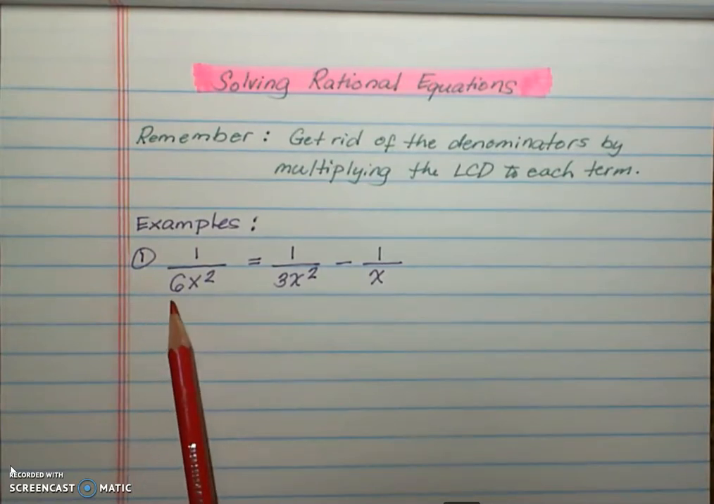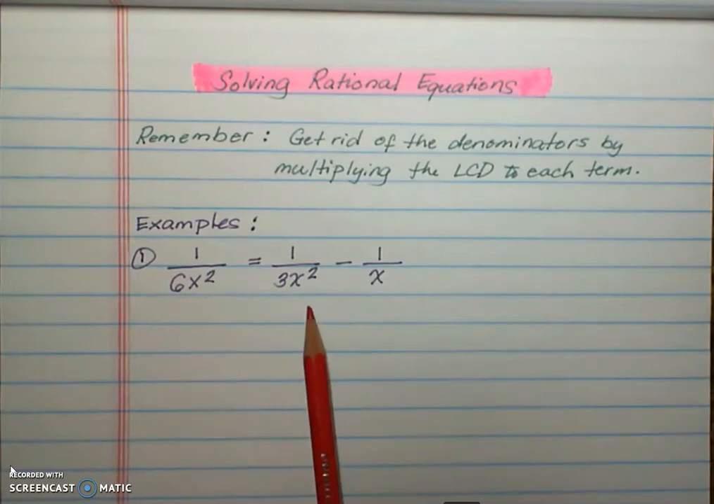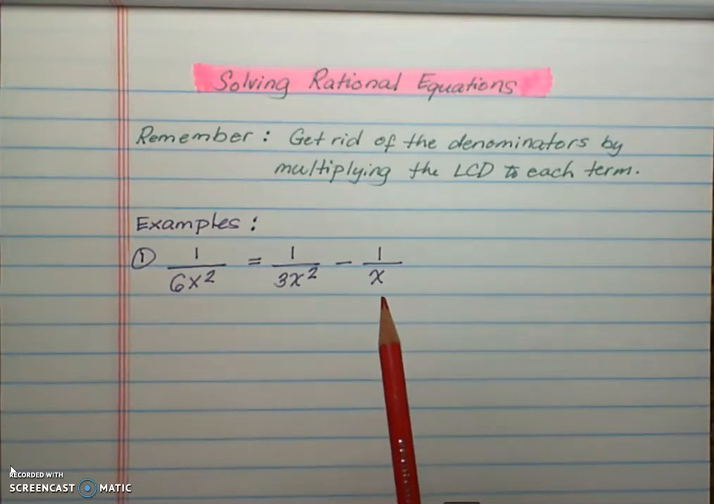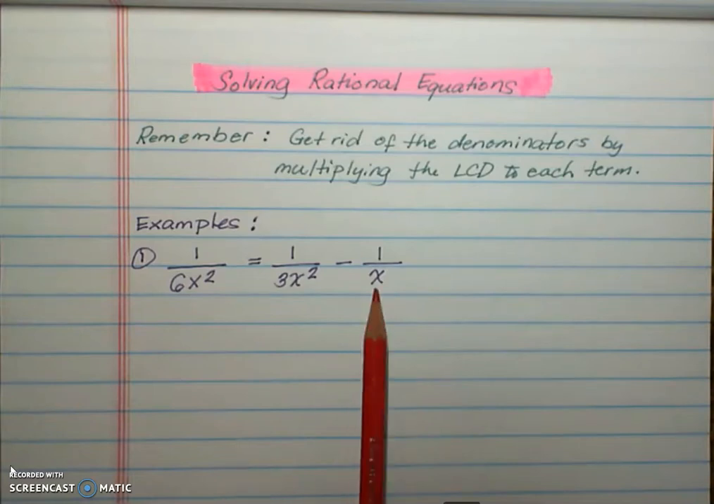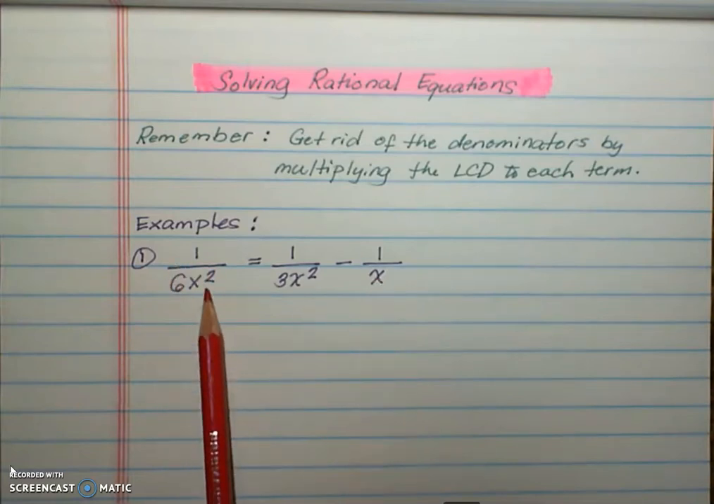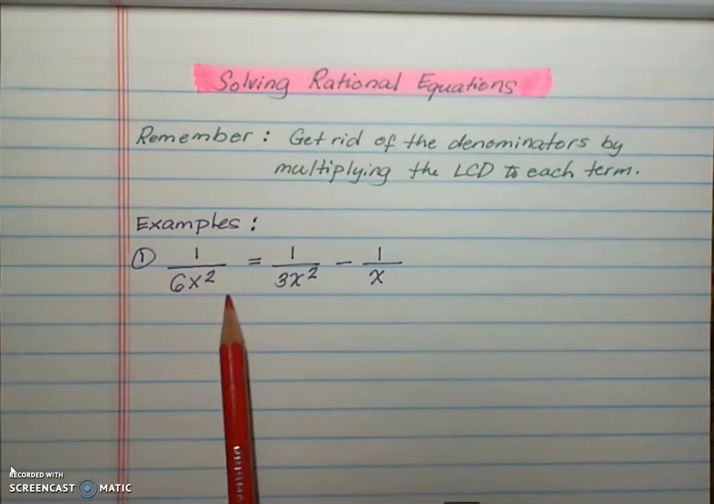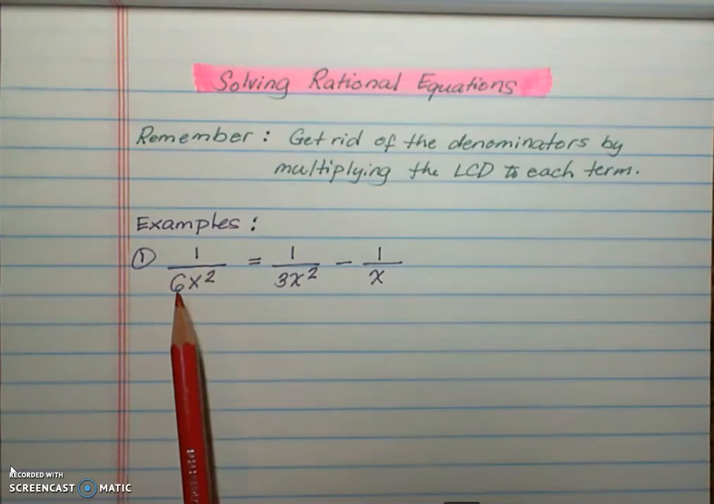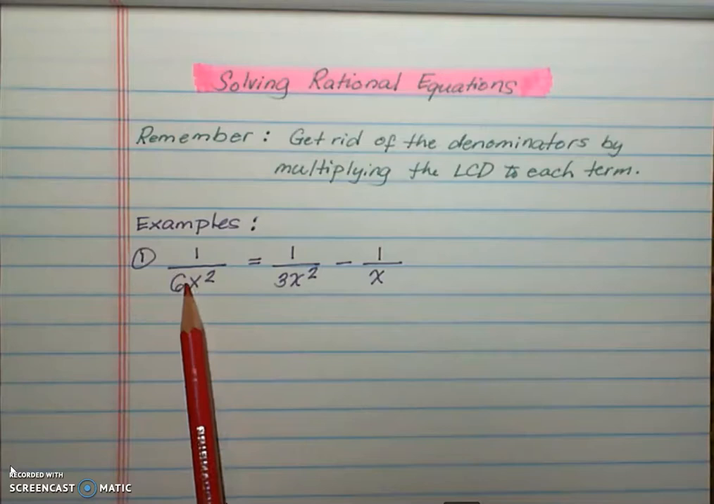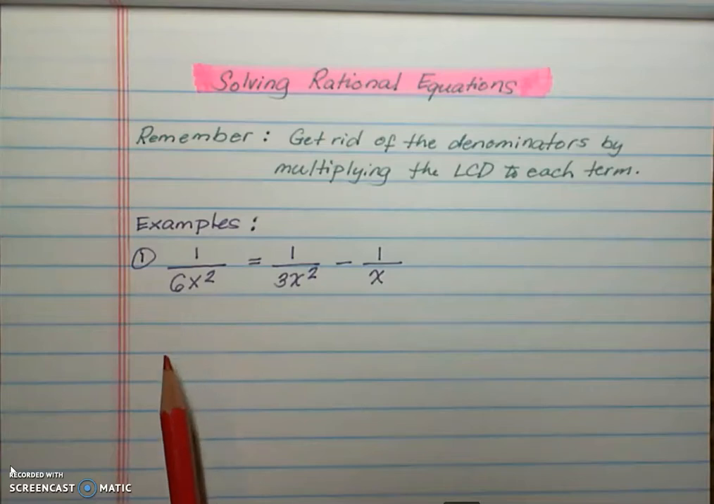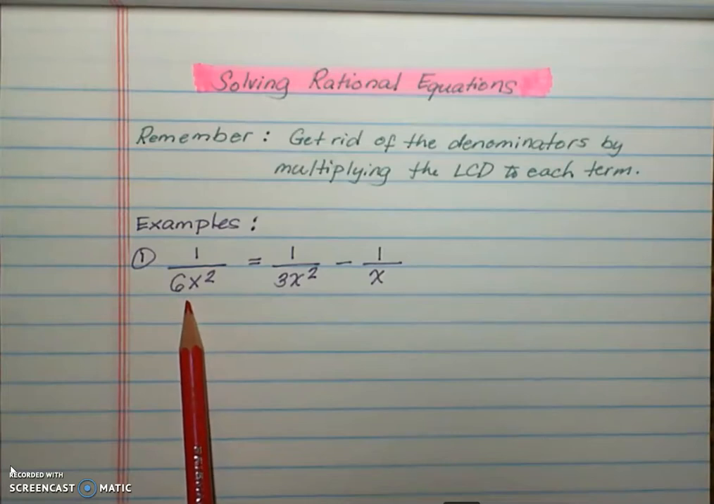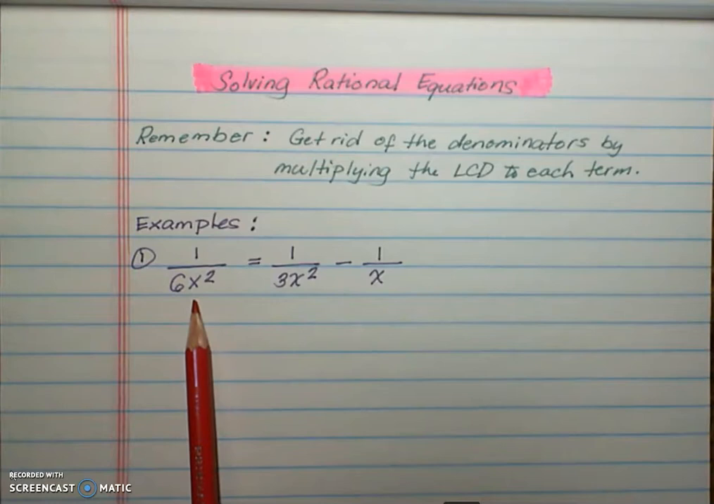So this is 6x squared, 3x squared, and x. Notice that the x is in here. The 3x squared is also in here. And of course, 6x squared is in itself. Therefore, the LCD, or the least common denominator, and the keyword is common, the least common denominator here is 6x squared. So how would you know once again that it's the LCD?